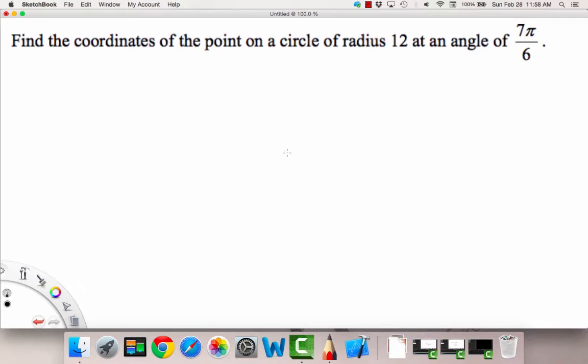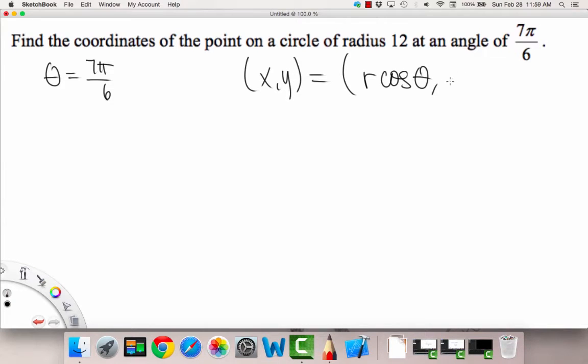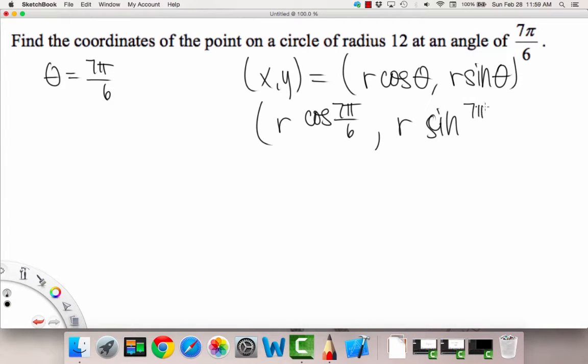Okay, so here's a question. It says to find the coordinates of the point on a circle of radius 12 at an angle of 7 pi over 6. So they give us our angle in radians. So theta is equal to 7 pi over 6. So the point on our circle, our xy coordinate, is going to be equal to r times cosine theta, and then comma r times sine theta. Okay, and in this case, our cosine theta and sine theta are going to be cosine of 7 pi over 6, so we want to figure that out, and sine of 7 pi over 6, okay?